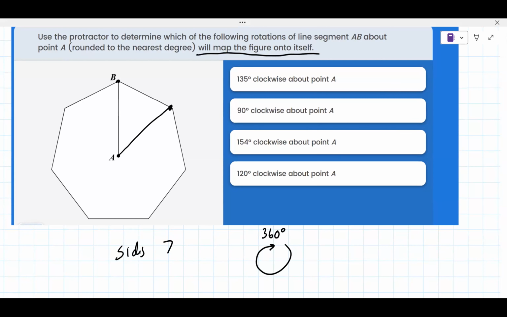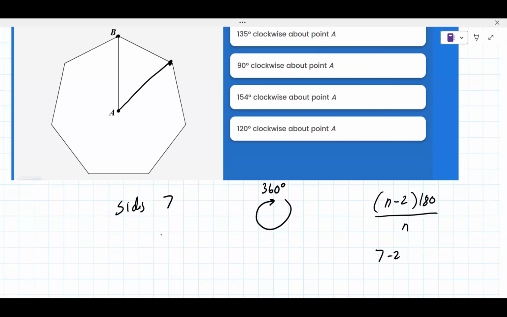Okay. And one of the ways you can do it is using this formula, n minus 2 times 180 divided by n. And you have a 7 there. So could you go to your calculator and type in this formula and tell me what you come up with? Yeah, I'll type it in. You get like 128.57.